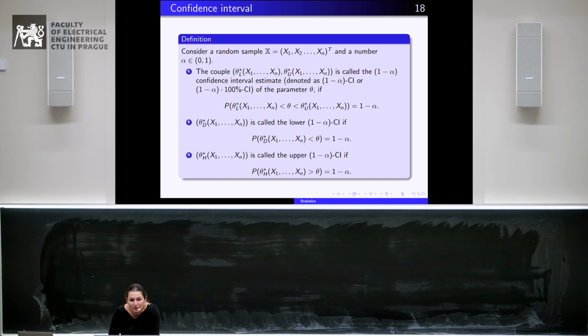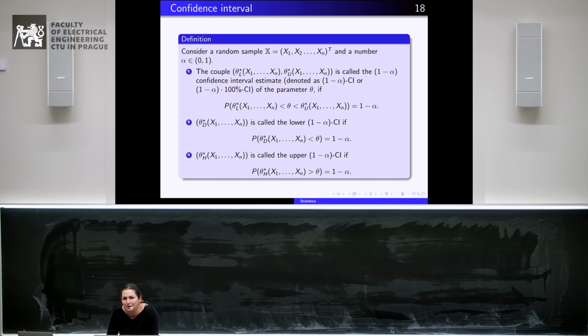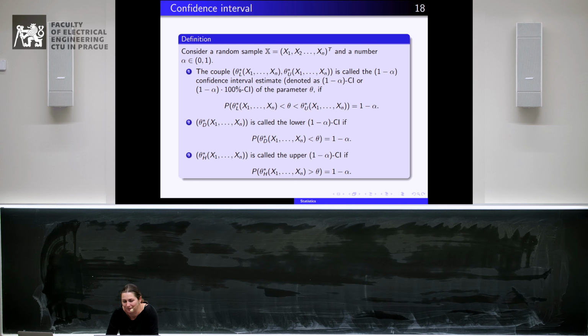So when we have a random sample, then a function on this random sample is the confidence interval when it satisfies the following. First, we set the probability for the real parameter to be in the given interval. And then this probability is equal to 1 minus alpha, because alpha is in fact some error.